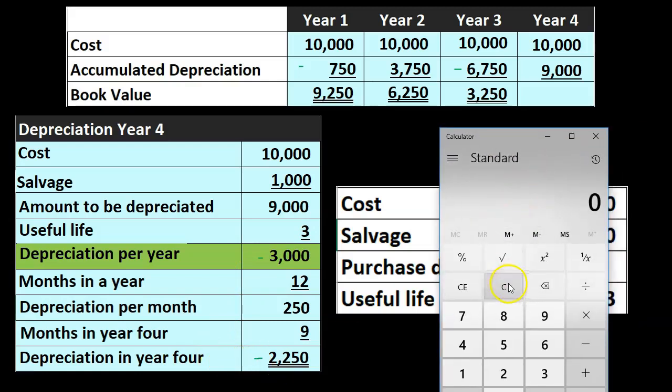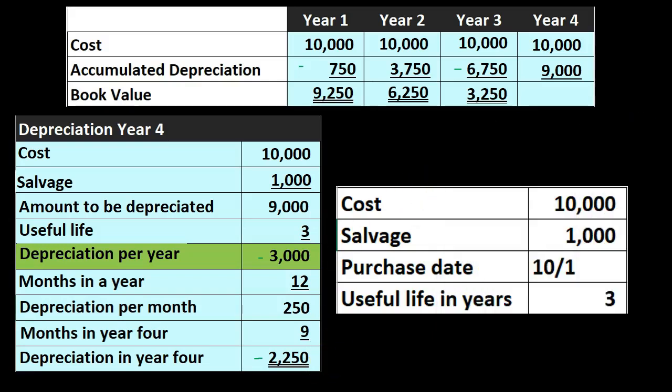So what have we done? Accumulated over the life, we had 750 in year 1, plus 3,000 in year 2, plus 3,000 in year 3, plus now 2,250 in year 4. Or we already did that all the way through year 3. So we had accumulated depreciation of 6,750 in year 3, plus year 4 depreciation expense 2,250. That'll give us our 9,000. Then if we subtract that out, the 10,000 minus the 9,000, we get to the 1,000, which should be and is our salvage value. And it's great to be able to go through the whole problem so that you can get to that check figure where you should remain at and get to the salvage value.